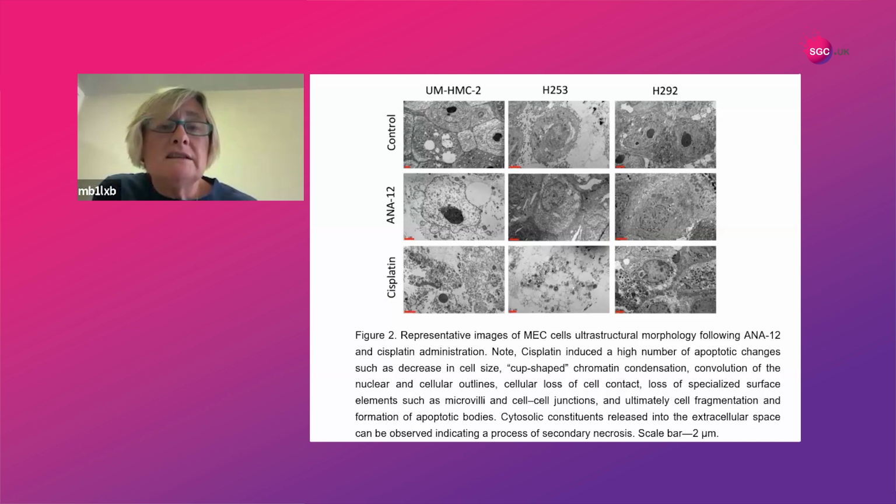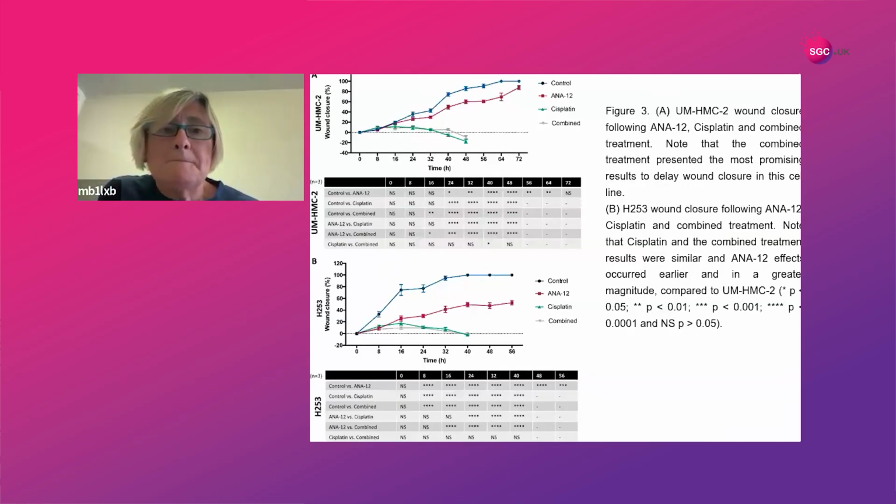And you can see that the cell is completely disrupted by cisplatin. It's a dreadful killer of cells. And the ANA-12 did have an effect, but not as detrimental an effect on the cell structure as the cisplatin did. Next slide, please.